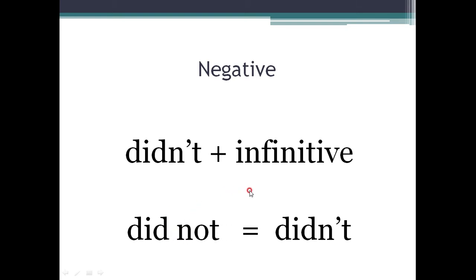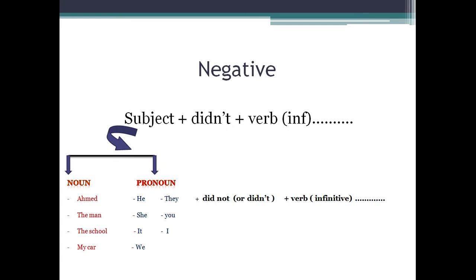Okay, now let's see the structure of the negative form. We start with the subject. And by the way, the subject can be a noun or pronoun. A noun, when I say Ahmed, the man, the school, my car, okay? And pronoun, when I say he, she, it, we, they, you, plus didn't or did not, plus the verb in infinitive. This is the structure of negative form. Let us see some examples.